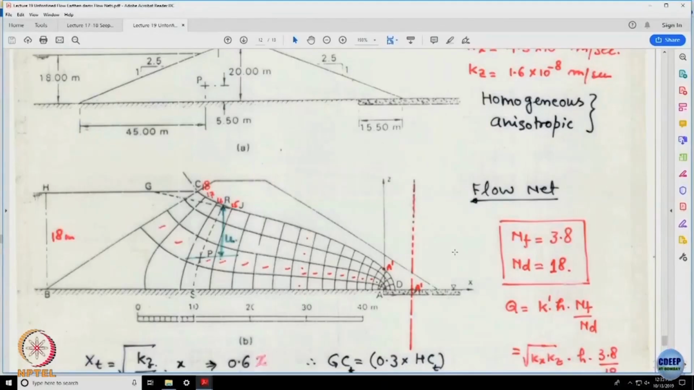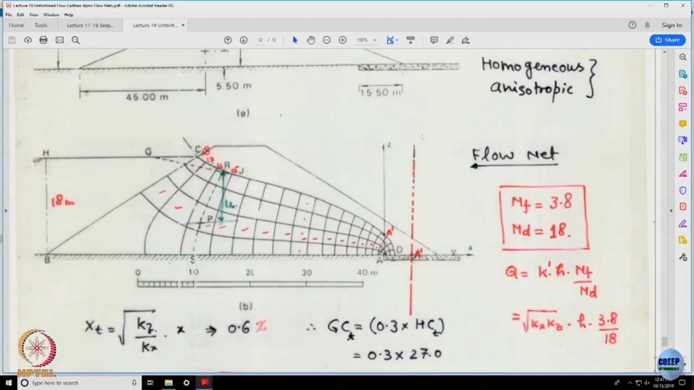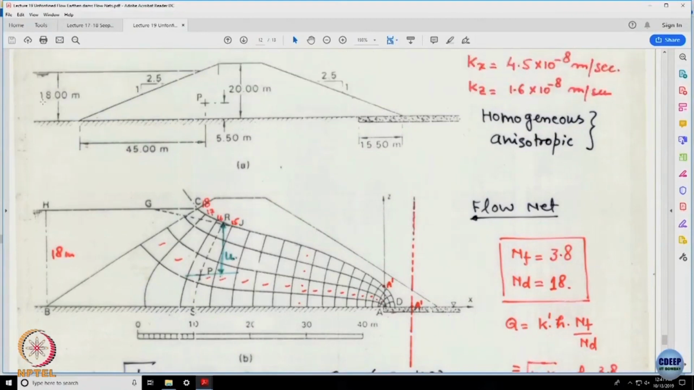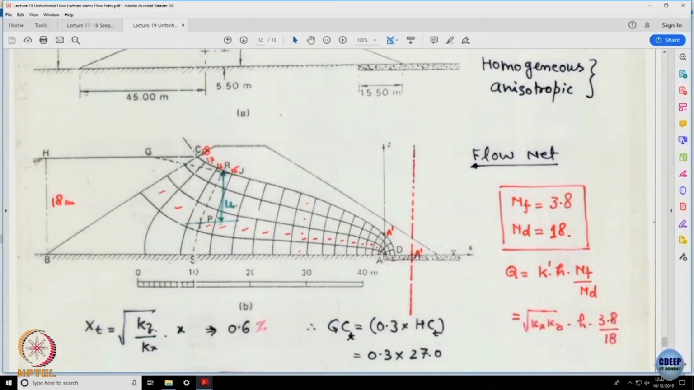So, if I know the kx and kz value, this is the problem which we have already discussed in the class. Homogeneous soil mass, anisotropic in the sense because hydraulic conductivities are different in x and z direction. What you will have to do is go for equivalent hydraulic conductivity, which is root of kx kz. What is causing flow? H. H is known as 18 meters. So, this 18 meter is going to cause the flow.